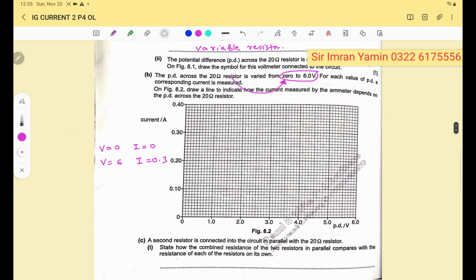But when the voltage is 0, the current is 0. This is the first point on the graph paper. And when the voltage is 6, the current is 0.3. This point will be here. And you know that according to Ohm's law, the graph will be a straight line. So this graph is a straight line for the 20 ohm resistor.